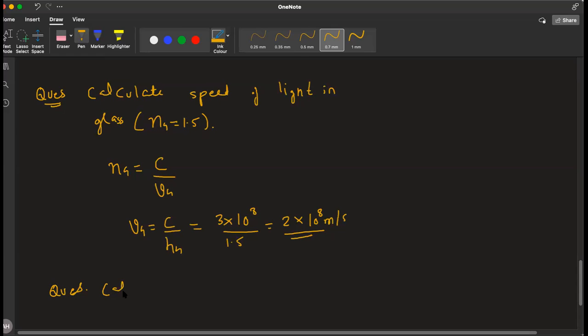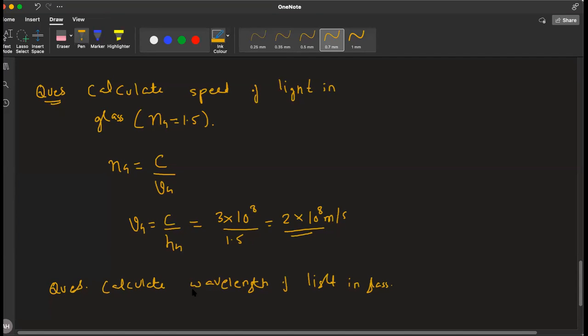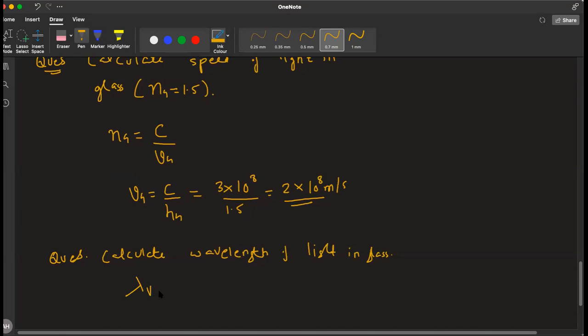Also calculate wavelength of light in glass. Do it. What will be the wavelength in vacuum? Okay, you need the value of wavelength in vacuum. The wavelength of light in vacuum is, let's say, 5,000 angstrom. Okay, get the value of wavelength in glass.